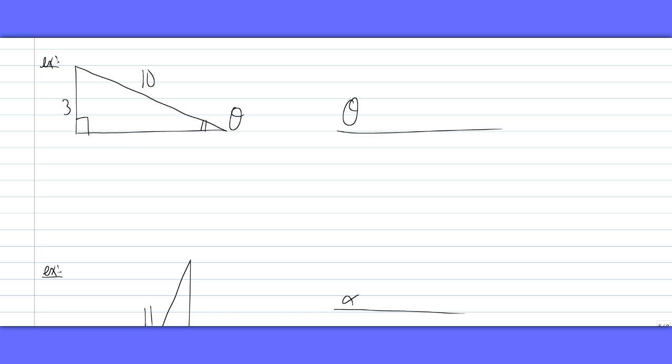Instead, I'm looking at from this angle, and from this angle, 3 is the opposite, 10 is the hypotenuse. So we have to look and see, well, what trig function uses the opposite and hypotenuse? This is where SOHCAHTOA is relevant to us again. SOHCAHTOA, sine is opposite over hypotenuse. So I could write that the sine of our angle theta is equal to 3 over 10.